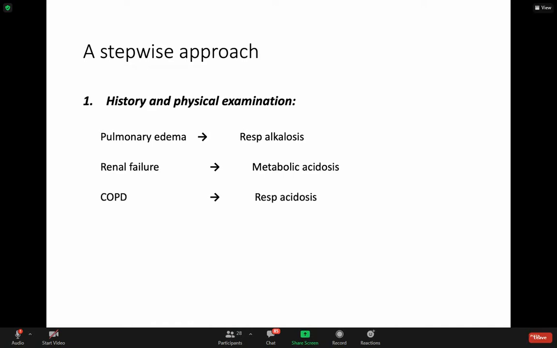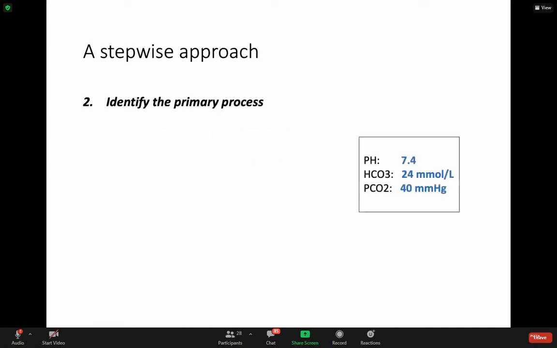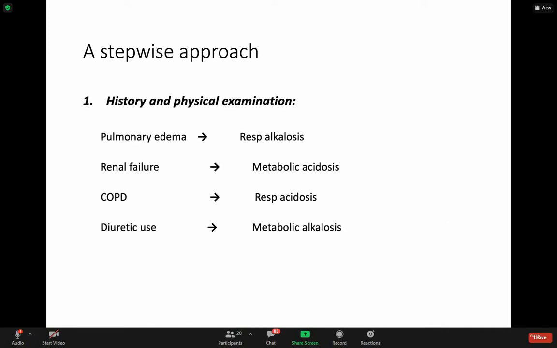واحد عنده COPD, he is a CO2 retainer, the CO2 will be high and I would expect him to have respiratory acidosis. واحد يستخدم diuretics, I would expect him to have metabolic alkalosis. واحد diabetic type 1 وجاي with vomiting and nausea, I would expect him to have metabolic acidosis.